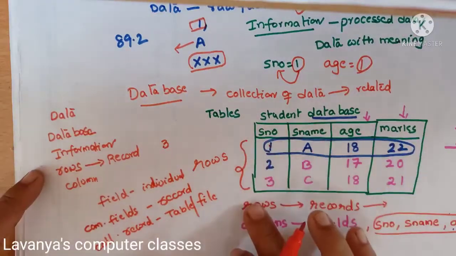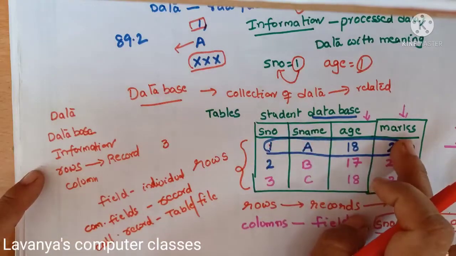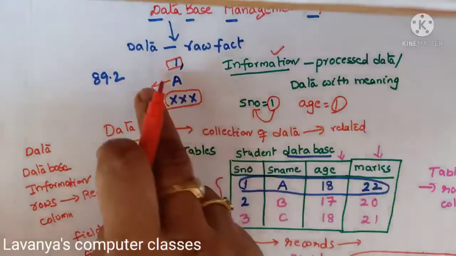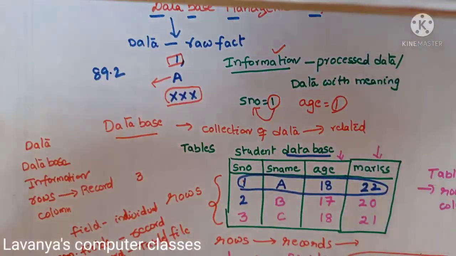In this, how many records are there? There are 3 records. How many fields are there? There are 4 fields. So this is a small introduction to the database management system. After that, I will explain more, including the full form of DBMS.